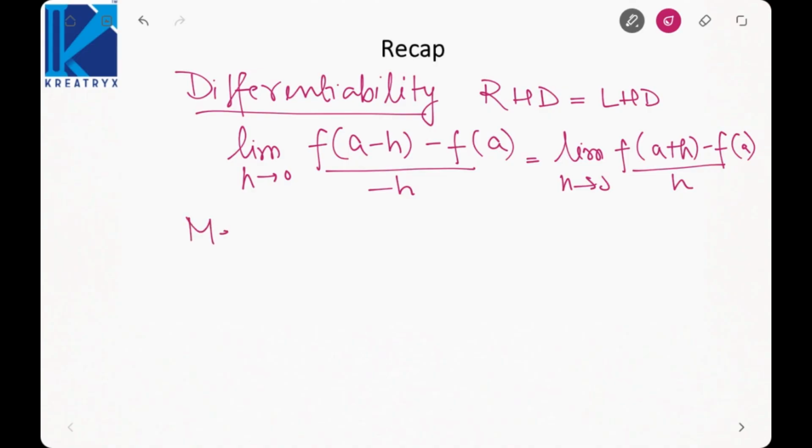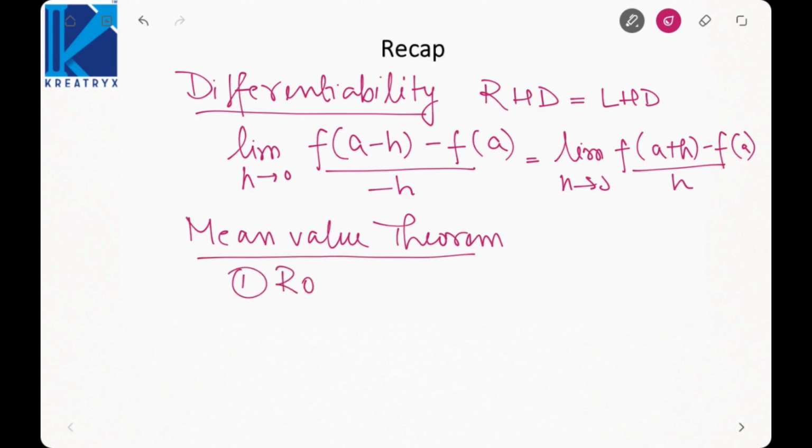Then we moved on to mean value theorems. There we first saw Rolle's theorem. What were the necessary conditions for Rolle's theorem? It stated that the function must be continuous in the closed interval, differentiable in the open interval, and its value must be equal at both the endpoints. Then we can say there exists a point c between a and b such that f dash c is 0.